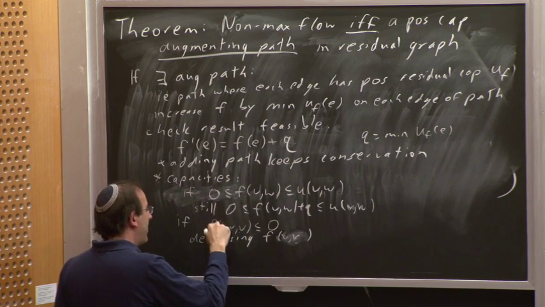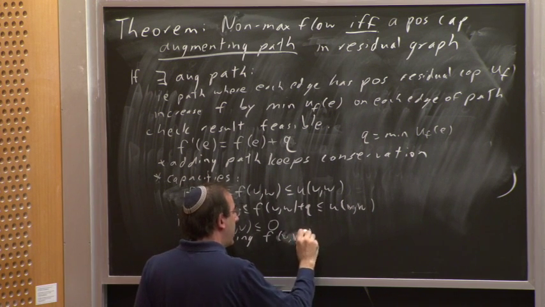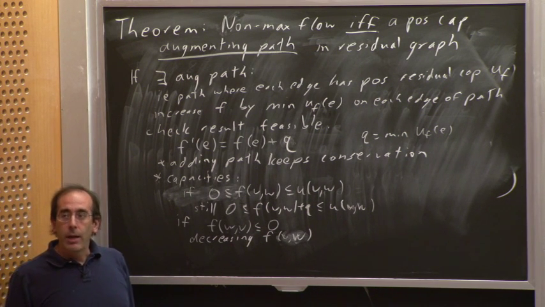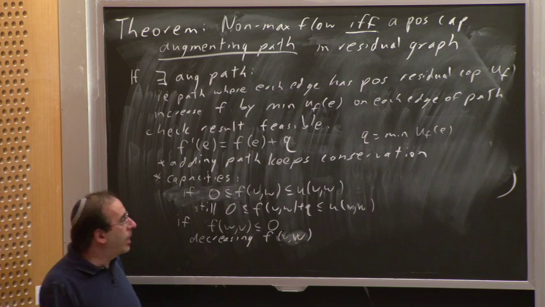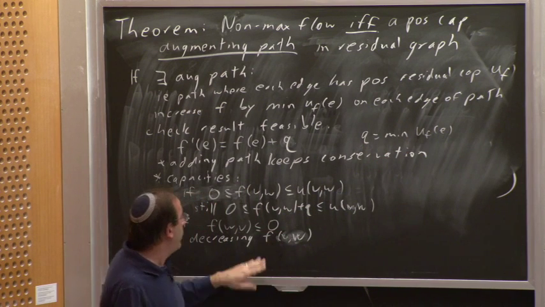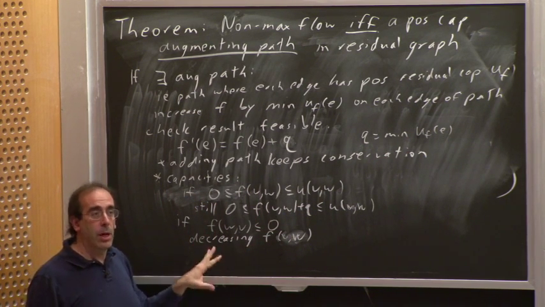When we add flow to f of WV, because we're using the edge in the wrong direction, we're actually decreasing the amount of flow in the opposite direction from V to W. Right? Is this a problem? No. Because we've picked the minimum of the available capacities, this decrease will still keep our flow feasible.